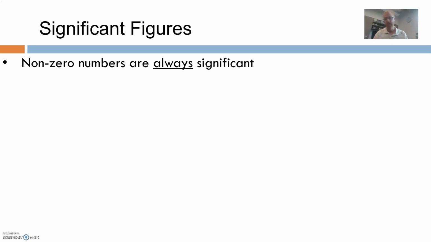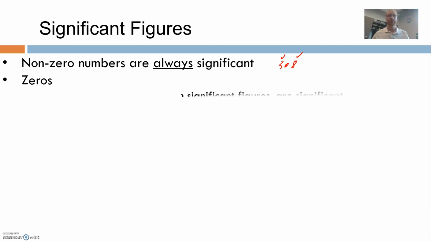Okay, so in numbers like 308, that is significant and that is significant. Why? Because they are not 0. Okay, that takes care of a lot of it right there. But what that means is the rest of the rules have to do with zeros. Okay, and there is an always rule, there is a sometimes rule, and there is a never rule for zeros. Okay, and it has to do with where they are.